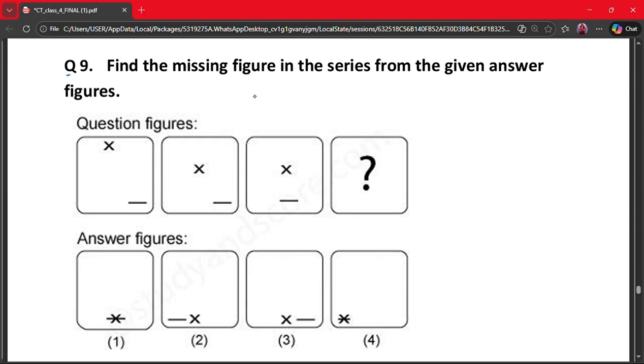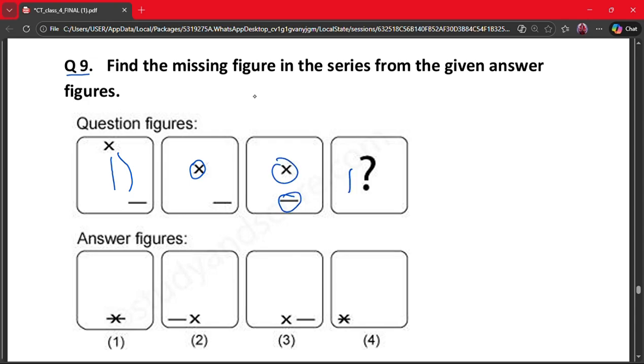Question number 9. Find the missing figure in the series from the given answer figures. So this is the question figure. Let's find the answer. So this is going downwards. This is coming downwards, and in this step it comes one step down. In the next step this comes one step here. So what will come in the next step?